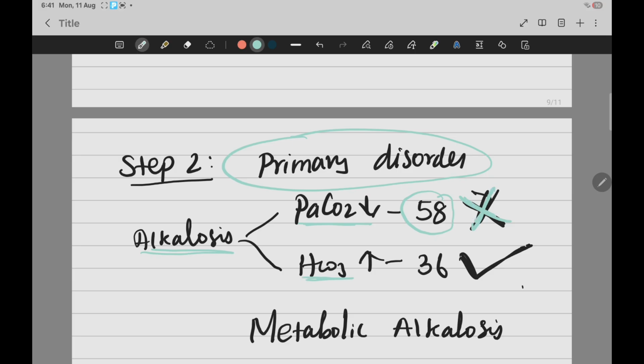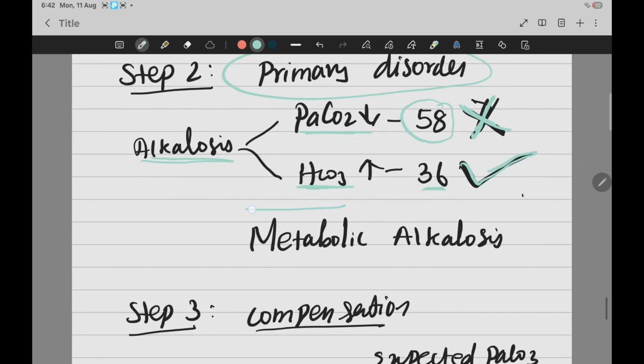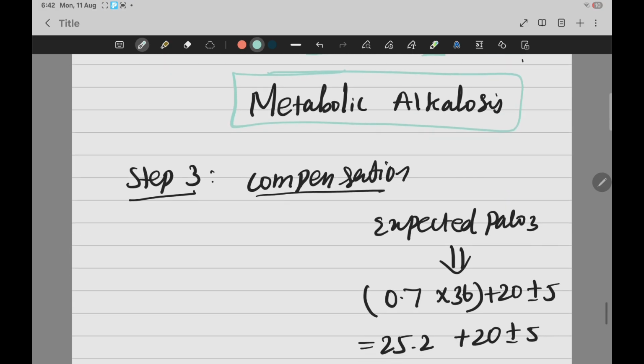Okay, now we are coming to the metabolic side. You see the bicarb level now, it is climbing. Now you see the normal level 22 to 24. Okay, now it's 36. So a metabolic side problem is there. So what I told here, alkalosis. Here metabolic alkalosis. Now we need to check whether it is compensating or not.